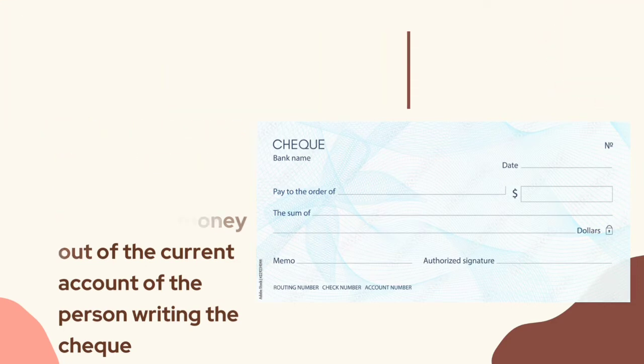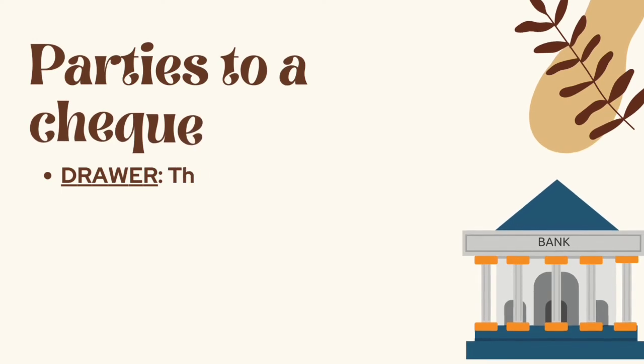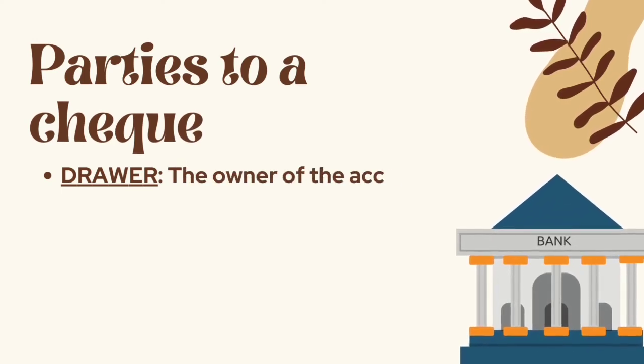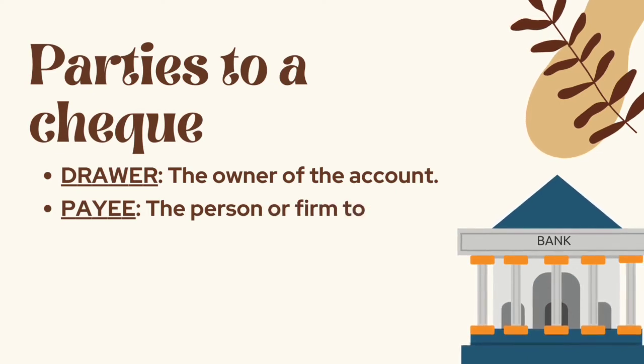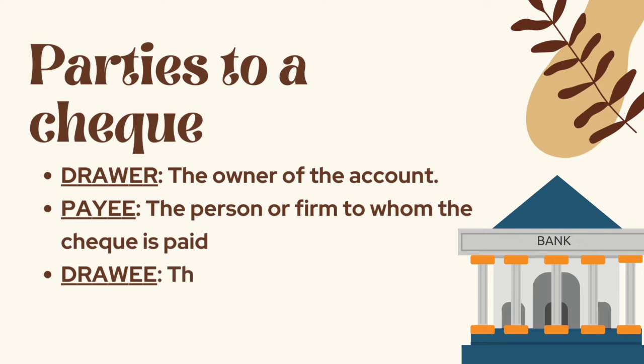And there are parties to a check that we must know. There are three major parties to a check. The parties, number one, is the drawer. Like the example I gave, the drawer is the owner of the account. That means your dad owns the account, so he is the drawer.